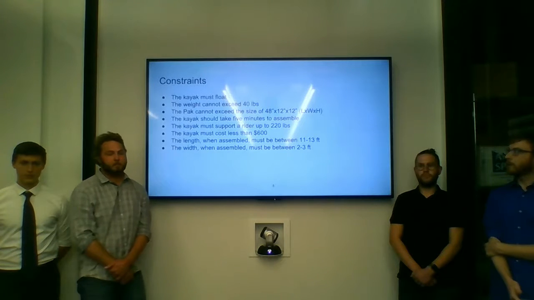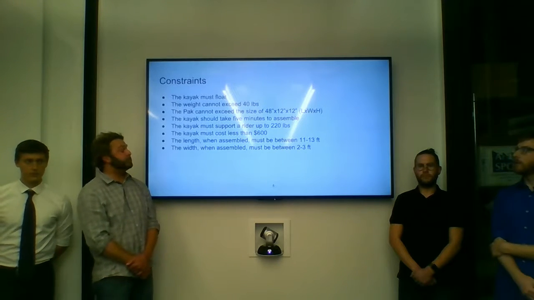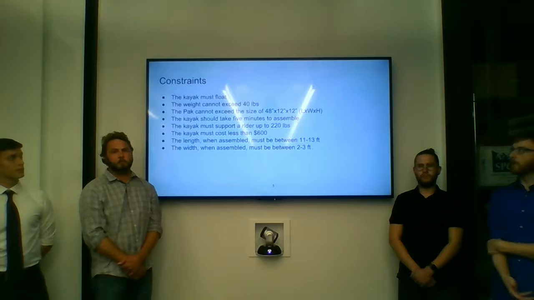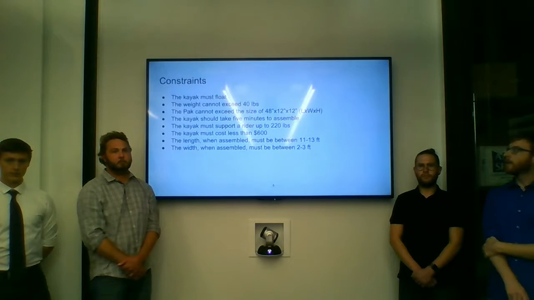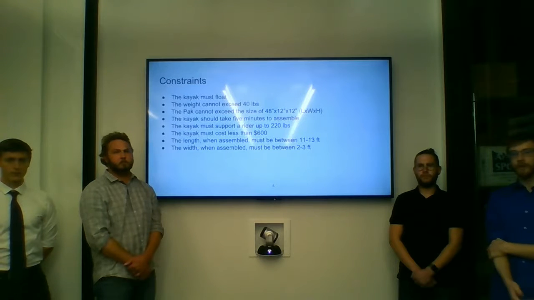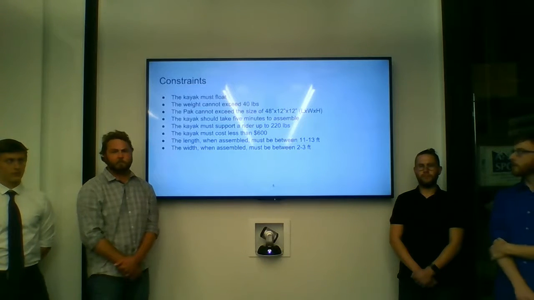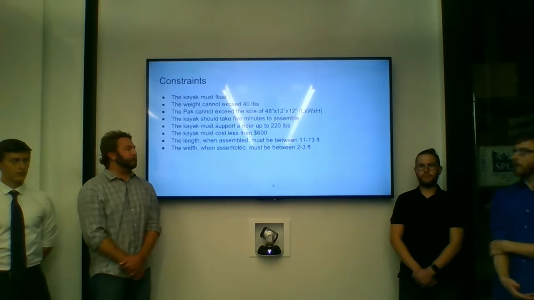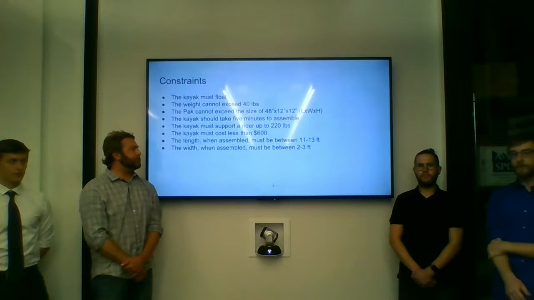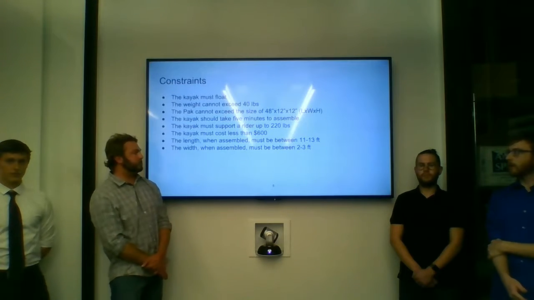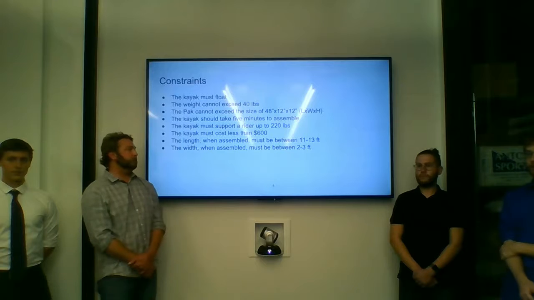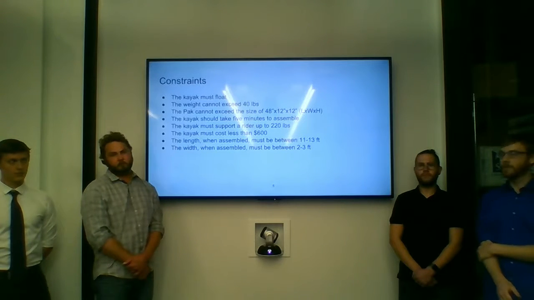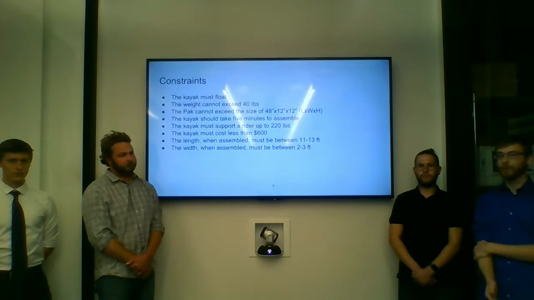These constraints measure our objectives. We need the kayak to float, firstly. We don't want it to exceed 40 pounds. The pack size shouldn't exceed 48 by 12 by 12. We would like to be able to assemble it in 5 minutes. It needs to support a rider of 220 pounds. We want the budget to stay under $600, and we want the length and width when fully assembled to be between 11 and 13 feet and 2 to 3 feet respectively.